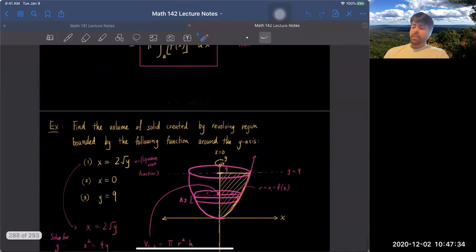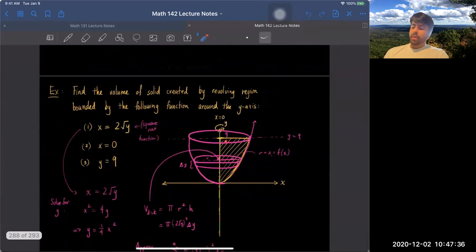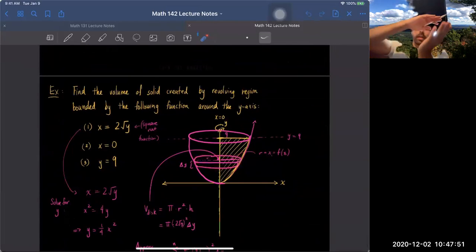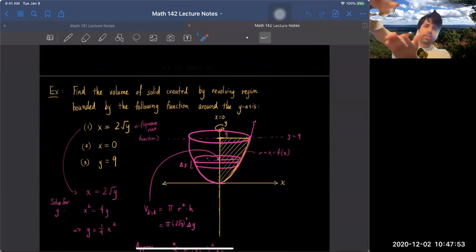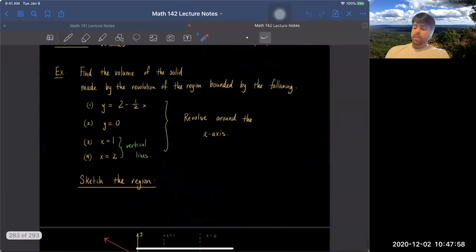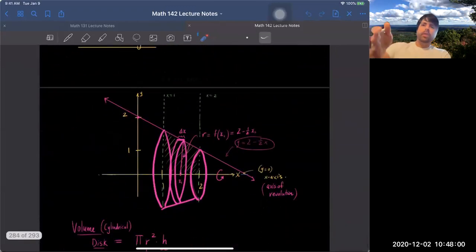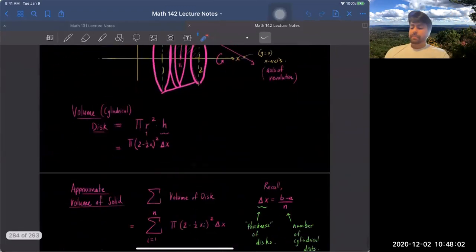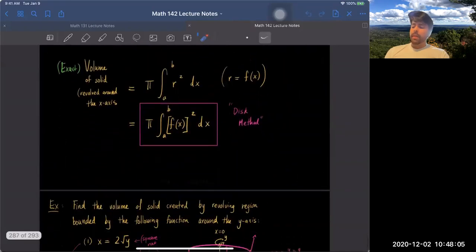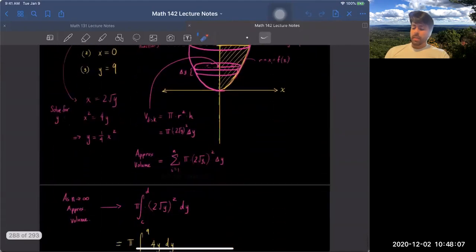And we did the same thing for a region that is revolved around the y-axis, right? And very much the same way, except that now we're going to be integrating or summing the cylindrical disks, but they're stacked. They're sliced up horizontally and they're stacked vertically. Whereas in the other example, these disks are sliced vertically and stacked horizontally. But the idea is the same, right? And this is called the disk method.